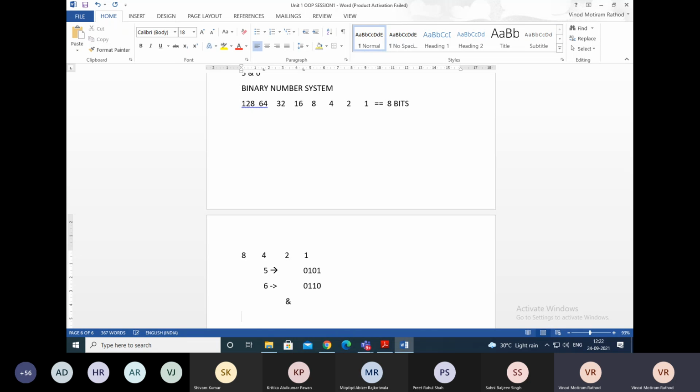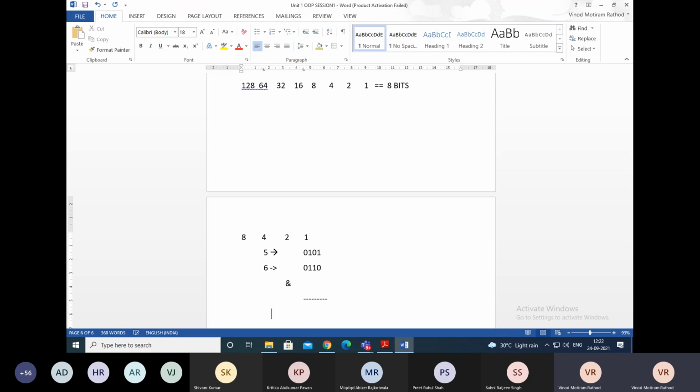So what will be the output of this? If you draw the line, then tell me what will be the output. Use the truth table for AND. 0, 1, 0, 0. Is it correct, everyone? Is it fine? Yes, sir.